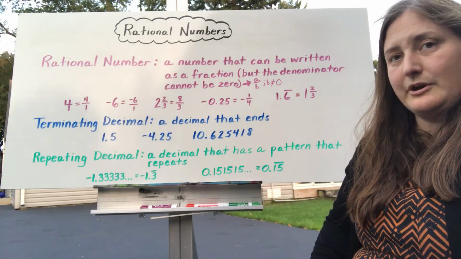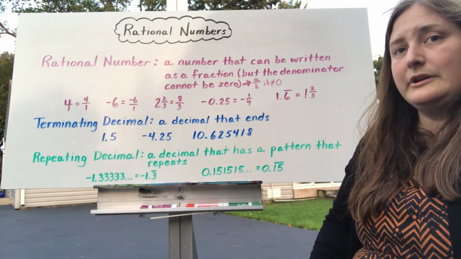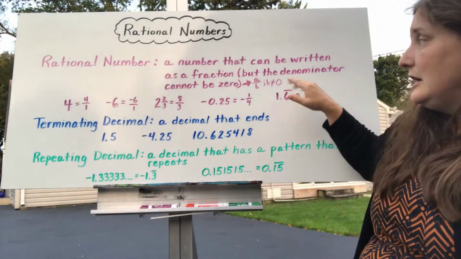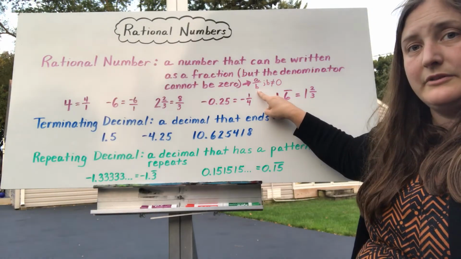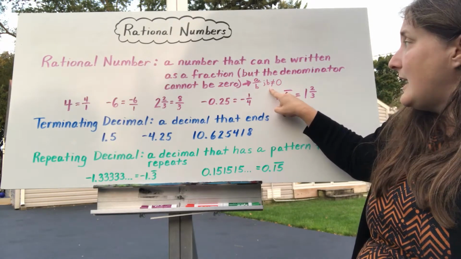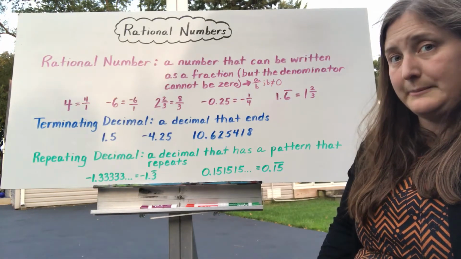A rational number is any number that can be written in fraction form. The one exception is that you cannot have a denominator of 0 in a fraction. So you're looking for numbers that can be written in this form, a over b with a numerator and a denominator, but b cannot be 0. So what are some things that qualify as rational numbers?